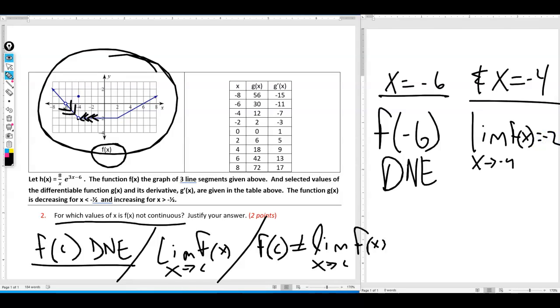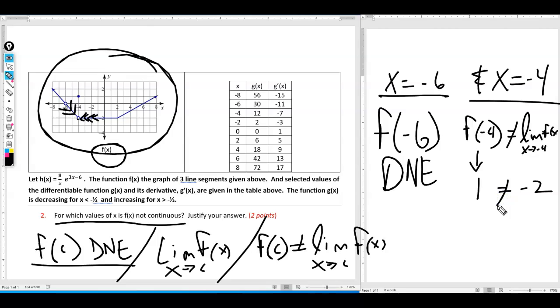But here's why the function is not continuous. The reason the function is not continuous at -4 is because even though f of -4 exists, and even though the limit exists, the problem is they're not the same. F of -4 is 2, wasn't it? Oh no, it was 1. Sorry about that. F of -4 was 1, and the limit was -2. Those are not the same. So those are our explanations there.